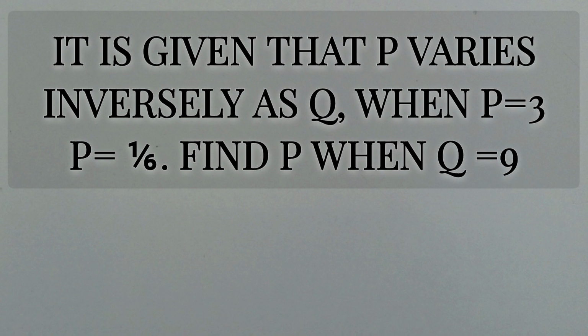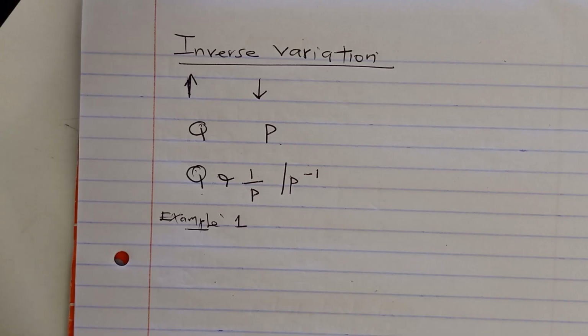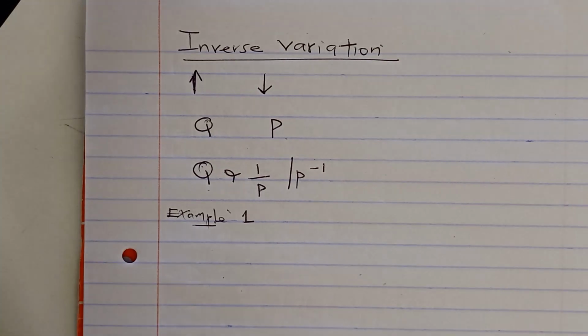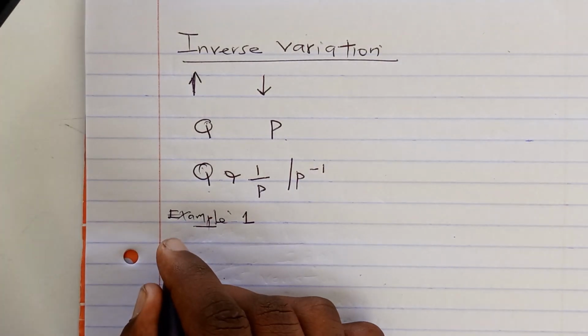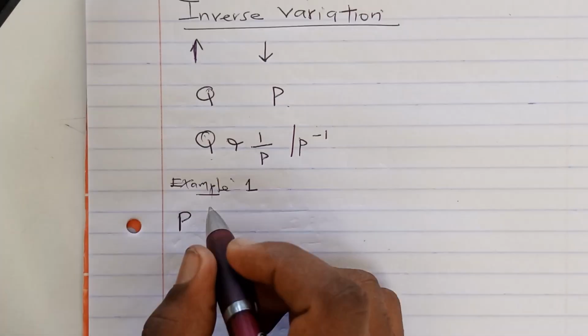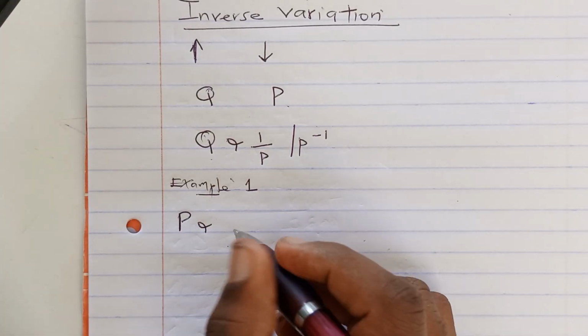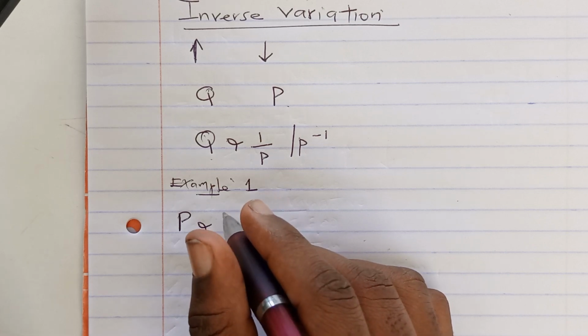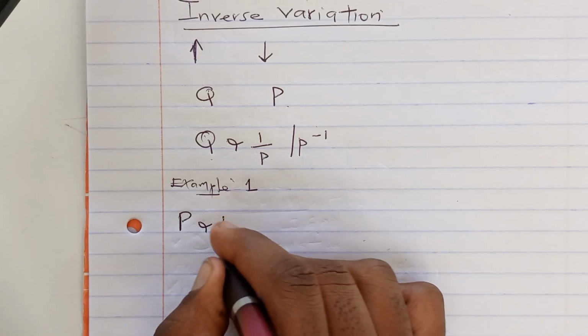I repeat the question again together. We are told it is given that P varies inversely as Q, and that when Q is equal to 3, P is equal to 1 over 6. And then you are told to find P when Q is equal to 9. So I simply say this: we are told that P varies inversely as Q. So we have 1 over Q.